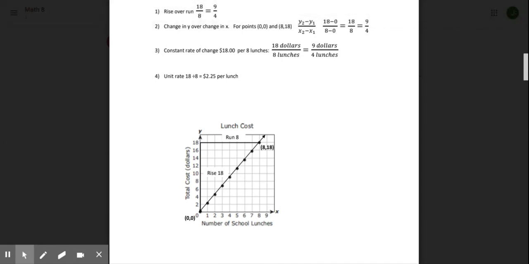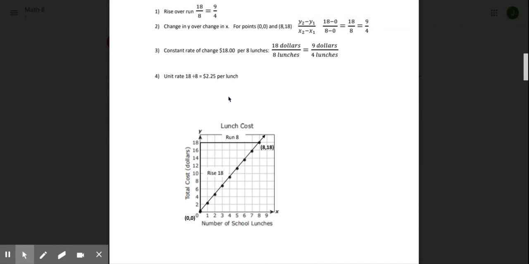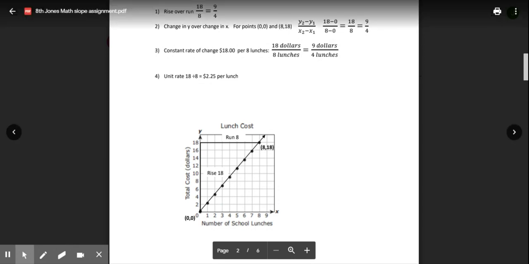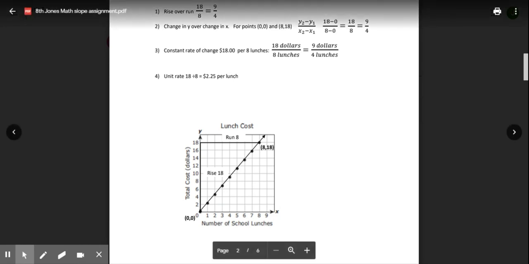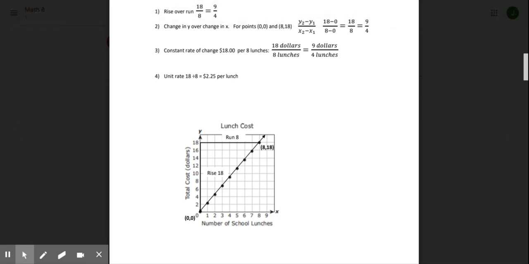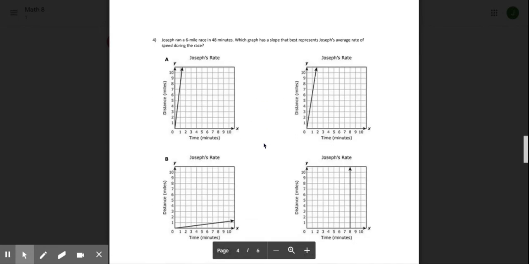The unit rate is when you take how much each thing costs per one lunch. Well, I can simply do that by just taking the 18 divided by 8. That's my slope. And so you just change your slope into a unit, which is just dividing the numerator by the denominator. And I think I said that in the instructions. So that gives me $2.25 per lunch right here. Okay, so then we didn't have problems there, you said.